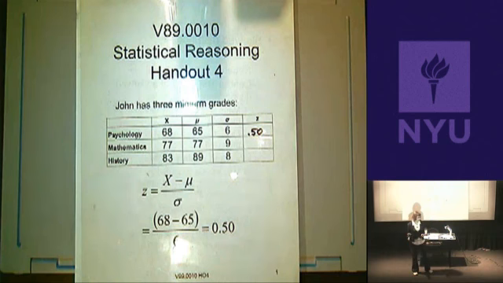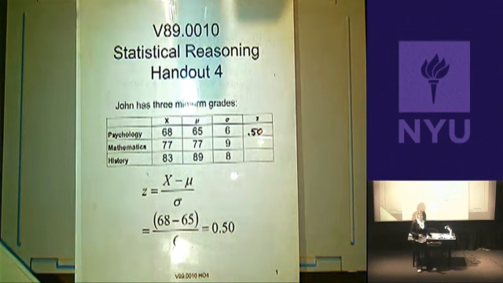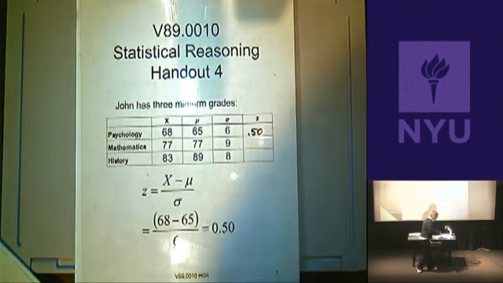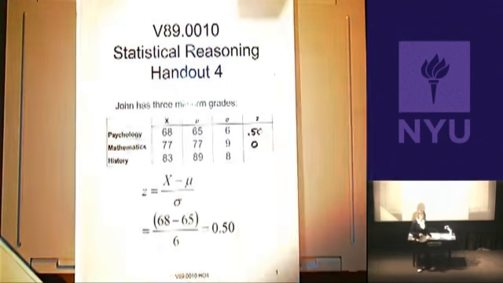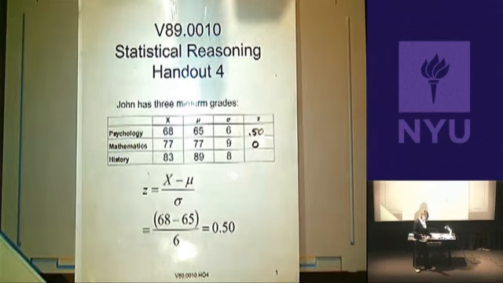All right, let's find out what about math? You can do it without even calculating it. 0, right? Because he scored at the mean. By the way, the mean of a z-score distribution is always 0. The standard deviation of a z-score distribution is 1. So the mean is 0. The standard deviation is 1. Always. Okay? Or a standard distribution. Z-score distribution or a standard distribution.